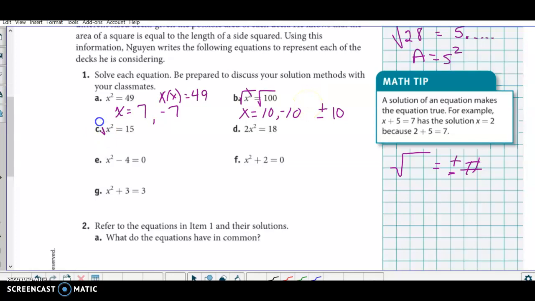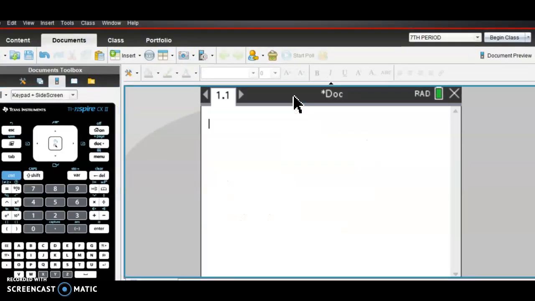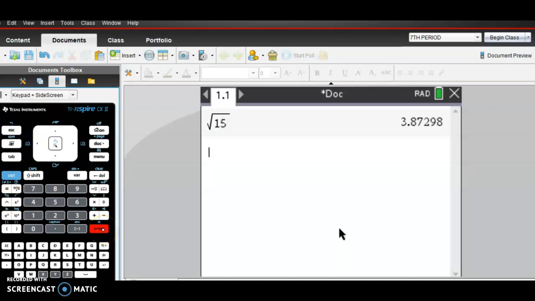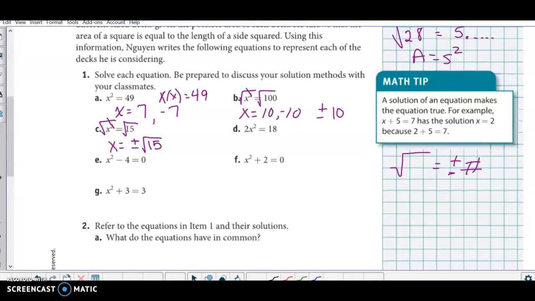If I look at C and I take the square root of x squared, those are going to cancel, and I have to take the square root of 15. Now this is an imperfect square. So we're just going to write x is equal to plus or minus the square root of 15. We're not going to use our calculator. If you wanted a decimal number, you could go to your calculator, square root of 15. 3.87 and so on. It's just going to keep going. So for our purposes, we're going to leave it in square root form.